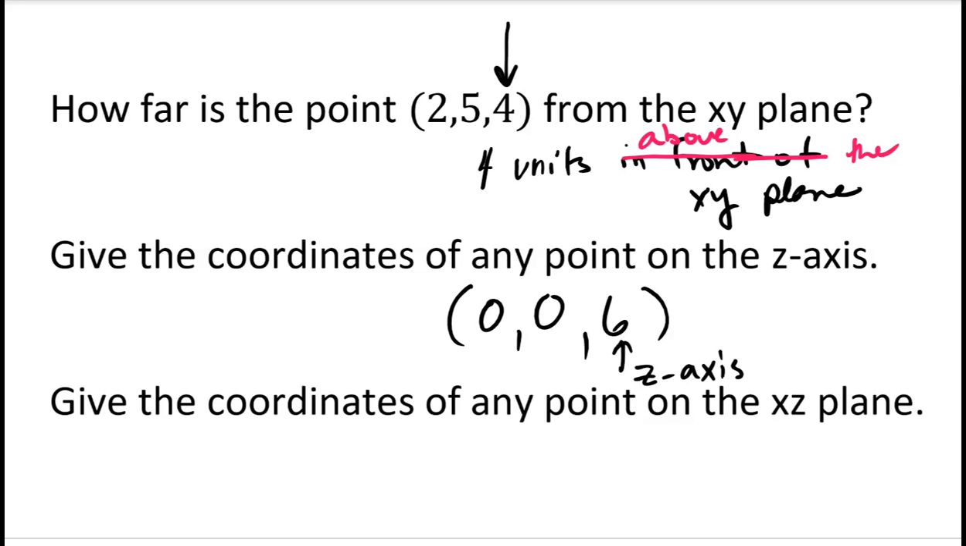And finally, give the coordinates of any point on the xz plane. Well, to be on the xz plane, you'll have to have a y equal to 0. So we want any point that has a coordinate of y equal to 0.